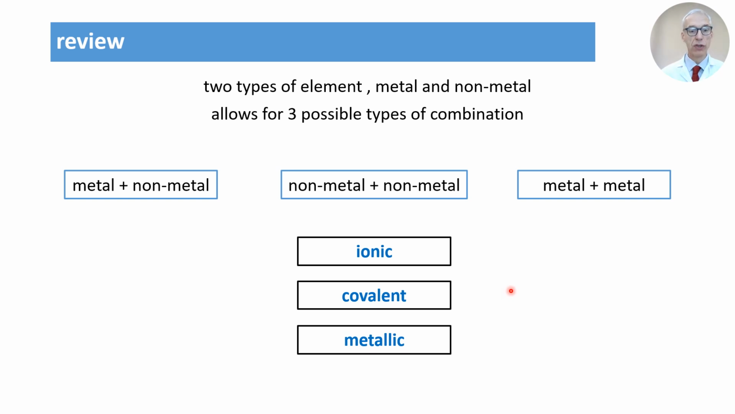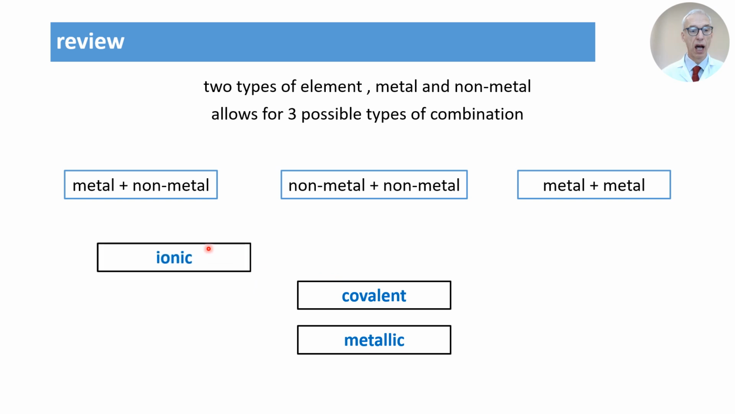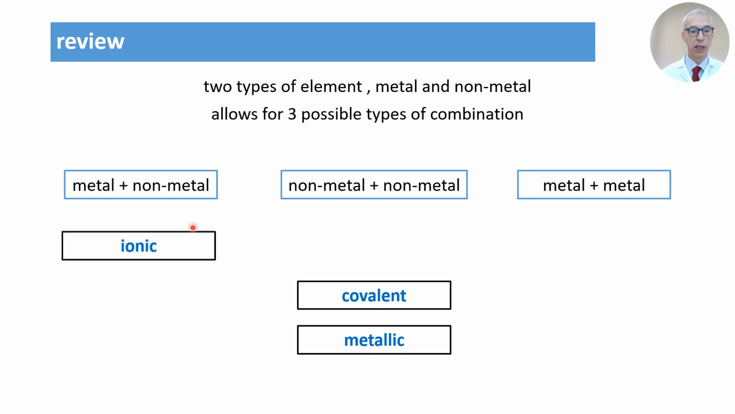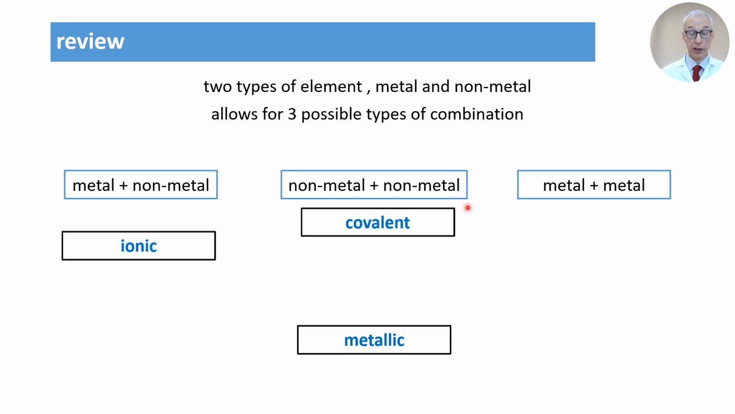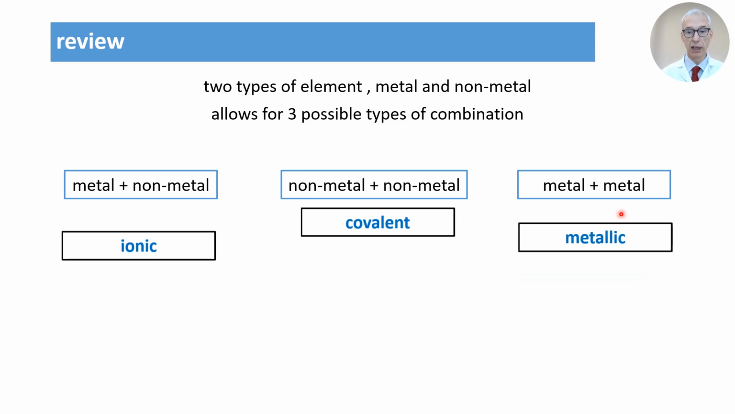So to resume, we have ionic for metal and non-metal. That's a topic of a separate lesson. Non-metal and non-metal, of course, is covalent, which is the topic of this lesson, and metal-metal is, of course, metallic.